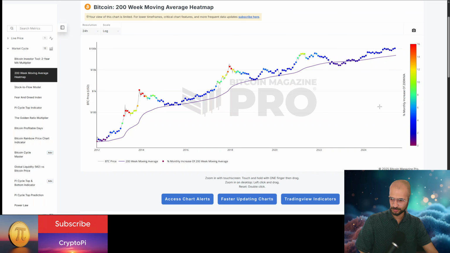So I would not use this to trade exactly, but we'll start taking profit as soon as we see some green or some overbought territories. But of course, this one acts as a very good indicator to identify when you can start accumulating Bitcoin.